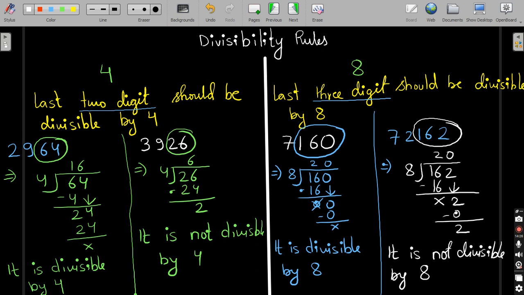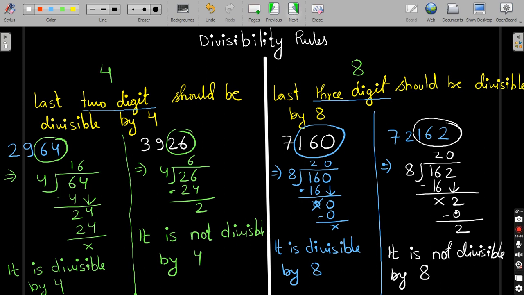I think you got the logic of how to solve this. Let us revise. The last two digits should be divisible by 4, then only I can say the particular number is divisible by 4. In the same way, the last three digits should be divisible by 8, then only I can say that number is divisible by 8. As already shown by taking the examples, we have proved it.